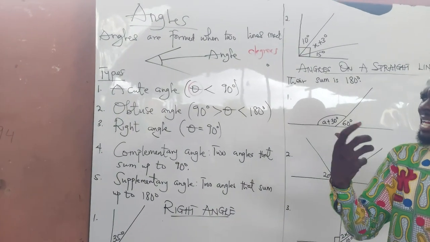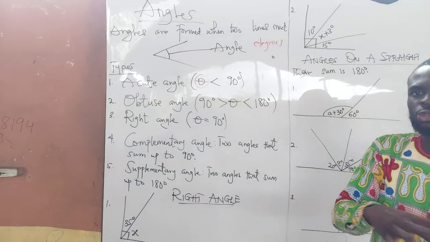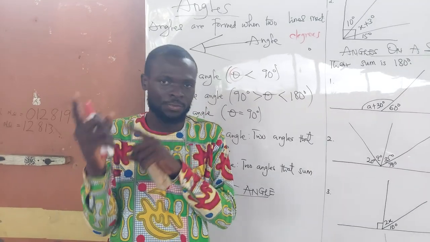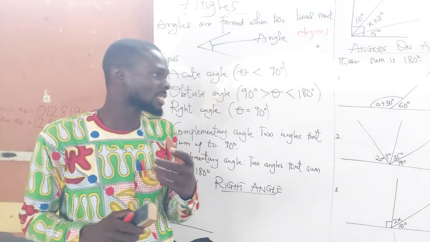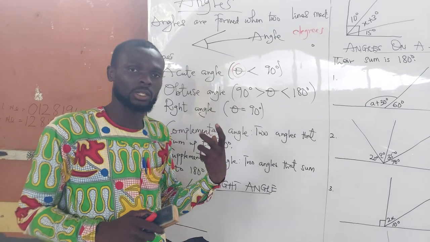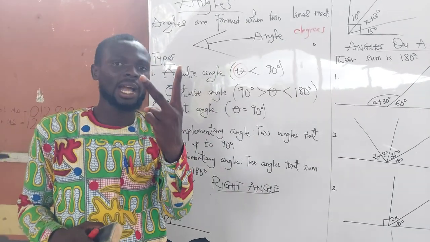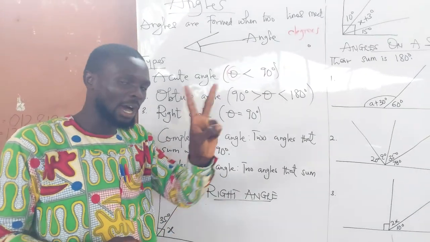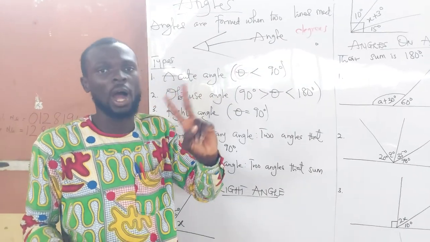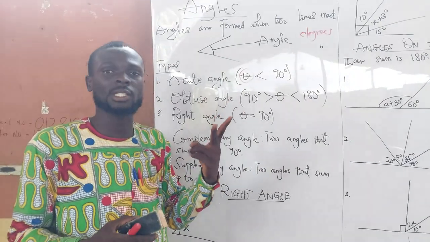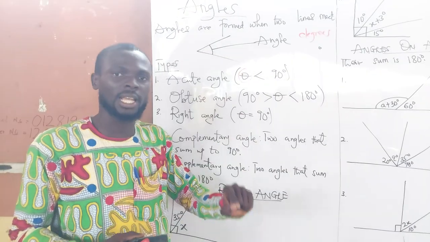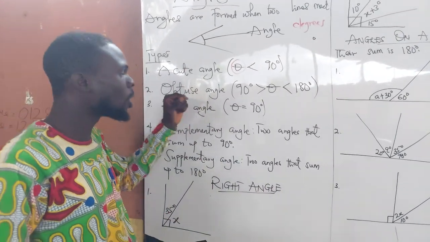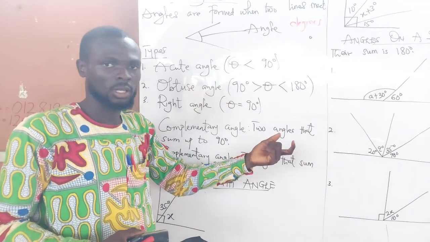Good. Under this, we also have complementary and supplementary angles. These two are different in the sense that with complementary angles, there are two angles that when you sum them, give you 90 degrees. There are only two, not three, not four, only two angles. So any two angles whose sum measures 90 degrees are complementary angles.